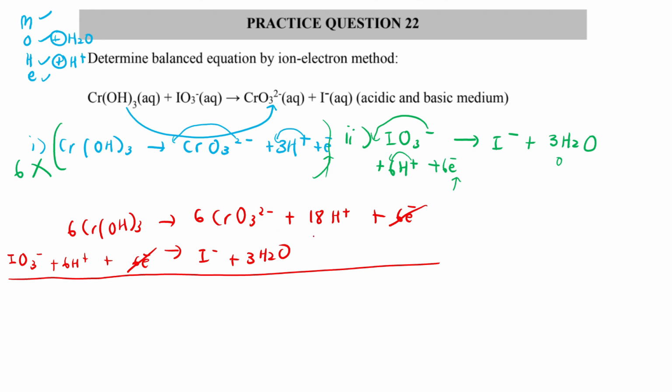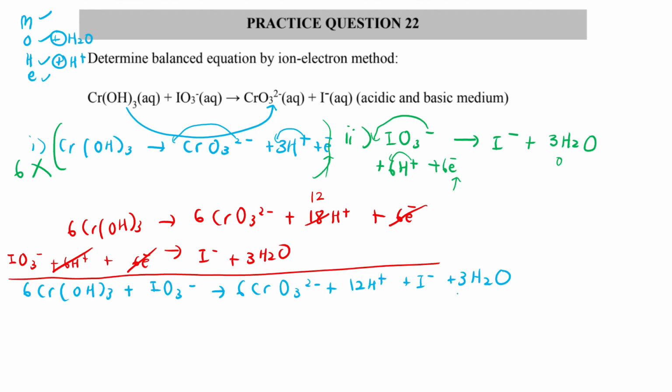Okay, so here we have 18H plus. So yang ini kita ada 6H plus. So 18 minus 6 tinggal sini 12H plus. Okay, so ada lagi tak yang sama pada both side? No, so we write the overall equation. So 6CrOH3 plus IO3 minus produce 6CrO4 2 minus plus 12H plus, I minus plus 3 water.